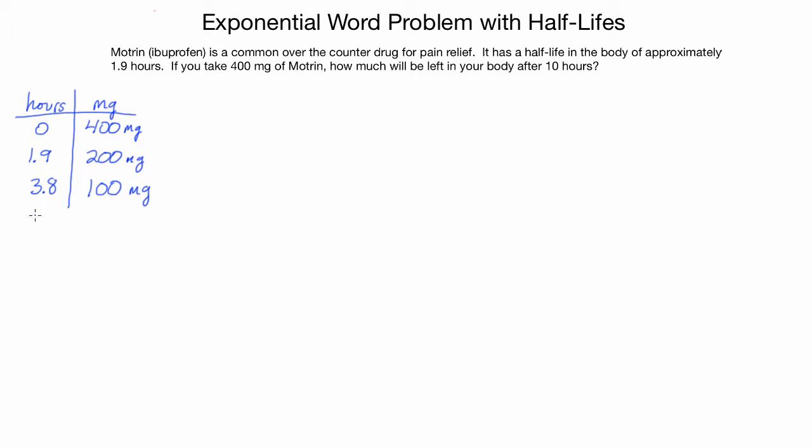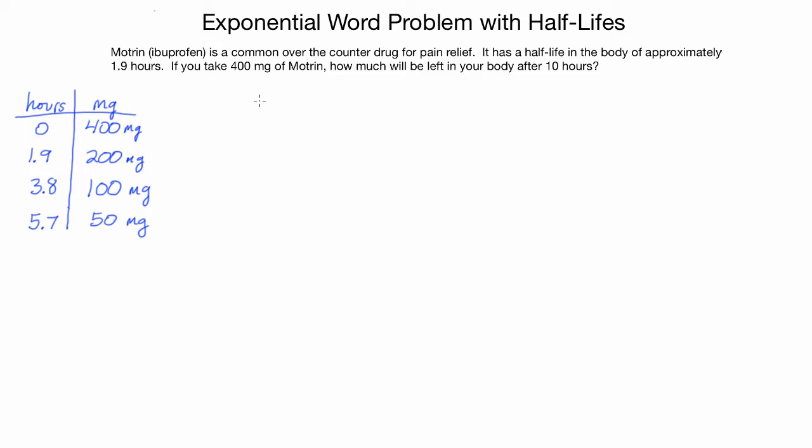If I go another 1.9 hours, now I've reached a total of 5.7 hours. Well, now it'll be half again. There's only 50 milligrams left. And you can see why for ibuprofen, they say you can take another dose after 6 hours because, compared to 400 to 50, that's almost all the way gone. And by the time you take another one and it starts working, that 50 might even be cut down to 20, 25 or so.